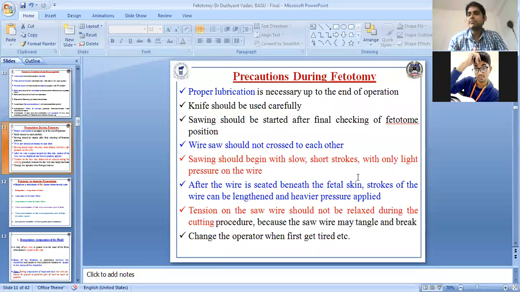And one thing to remember is that tension should not be relaxed during the cutting. When you cut the fetus, tension should not be relaxed in between the sewing. Otherwise, there are chances of breakage of the wires. And another thing is that when the operator has tired, you should change the operators.